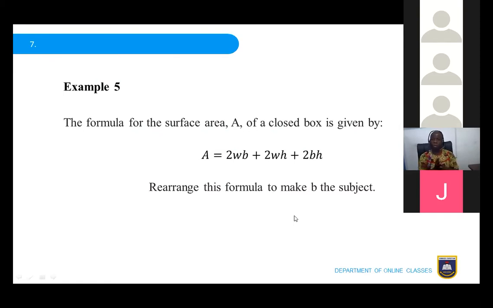Boku Yunis. Sir, please, I had B equals A minus 2WB plus 2WH over 2H. Okay, that's your answer. Just keep it.